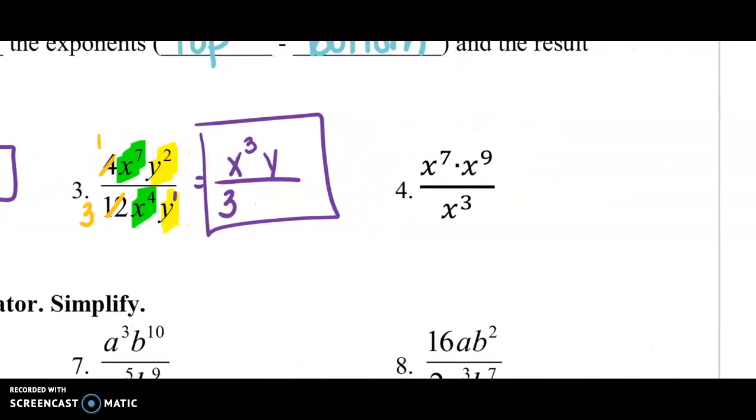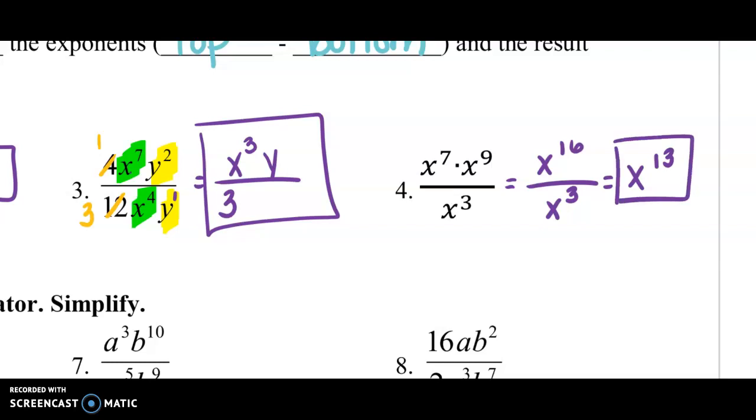Number 4, I always like to simplify if I can up top or on the bottom before I do the division. X to the 7 times x to the 9th is x to the 16th. We learned that before. Divided by x to the 3rd, same base, so I subtract the exponents, so x to the 13th would be my answer.